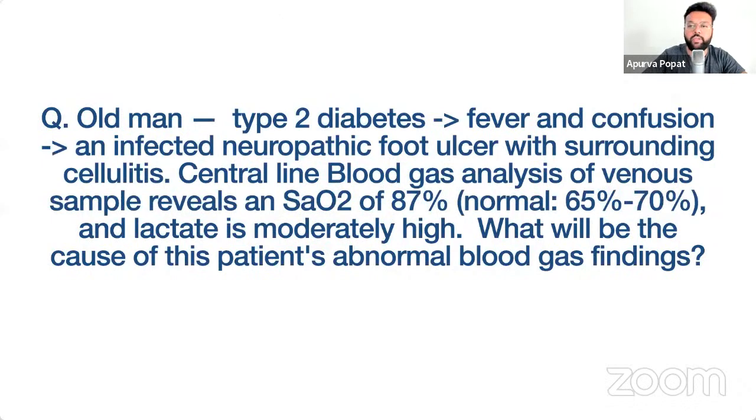A diabetic patient has fever, confusion, and an infected foot ulcer. You are inserting a central line, and from the venous blood you are measuring the saturation of oxygen. The venous saturation of oxygen is 87%. Normally it should be 65 to 70%, but the mixed venous saturation of the blood is 87%. Is it high or low? It's high. In which condition is the mixed venous oxygen saturation high?